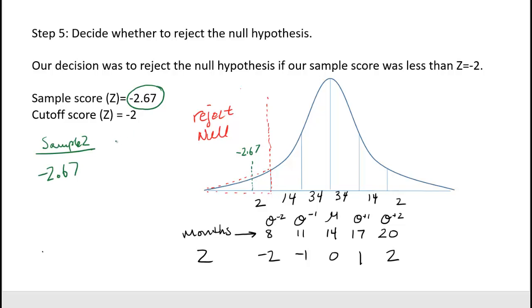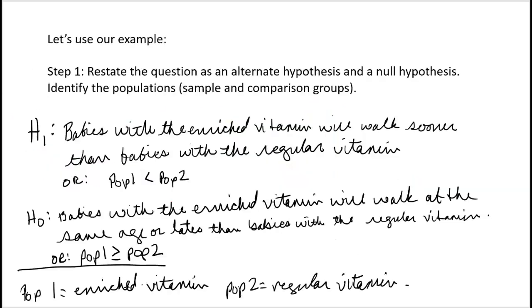Our cutoff z-score was 2 standard deviations below the mean. So our cutoff was negative 2. Now, way back in step number 1, we discovered what our null hypothesis was going to be. Our null hypothesis was that population 1, which is what our sample is, will be greater than or equal to population 2.